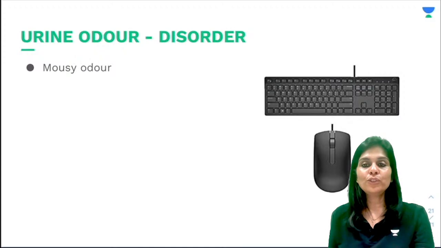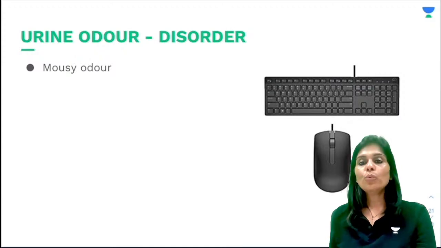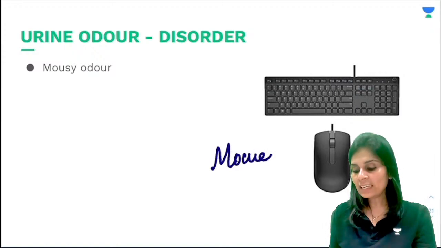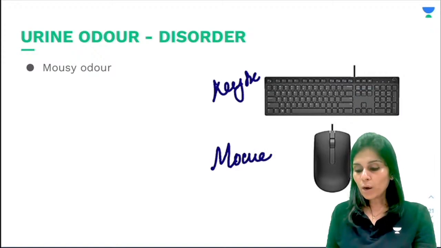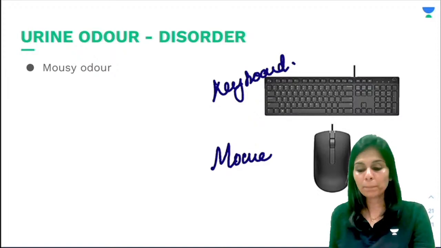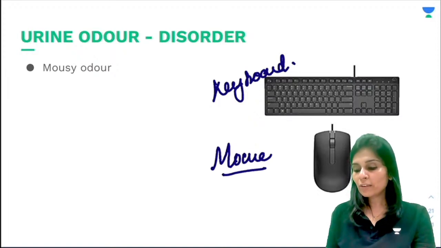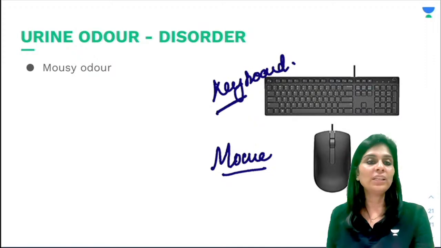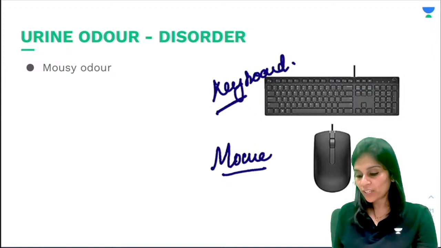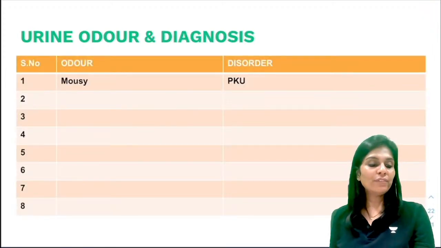You can remember this using this image. So what is it that you see in the image? Don't you see a mouse and keyboard? Yeah, mouse and keyboard go hand in hand. What will you use this to remember? Mousy odor is a feature of phenylketonuria. Okay, so that's about the first thing.